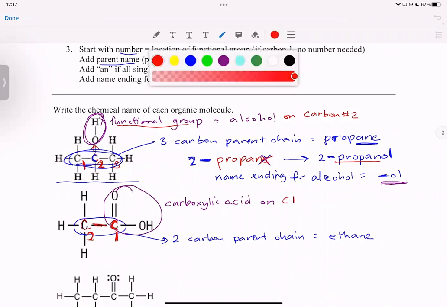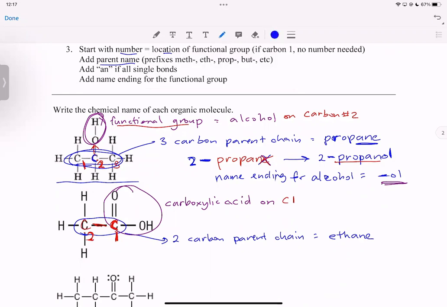Okay, so in writing the name now, we want to start with the number, the location of that functional group, which is 1, and then a dash to the parent name, which would be ethane. Okay, but just like the last time, I need to take the E off and replace that with the name ending for the functional group of the carboxylic acid. So the name ending for the carboxylic acid is ic acid. Okay, so we want to change this to ethanic acid.